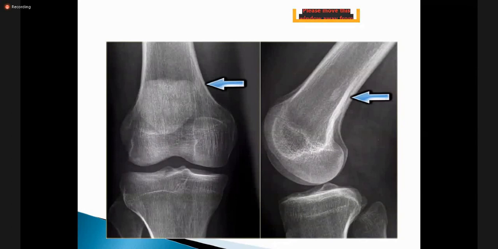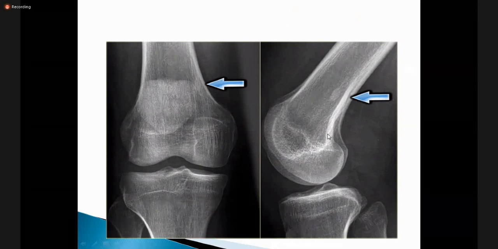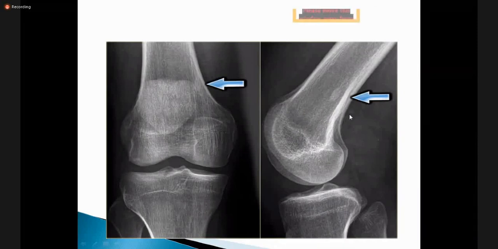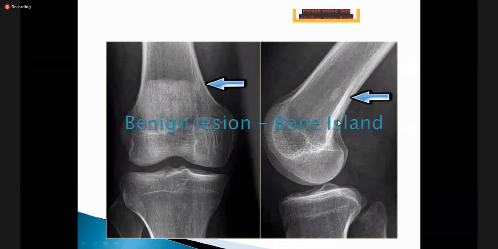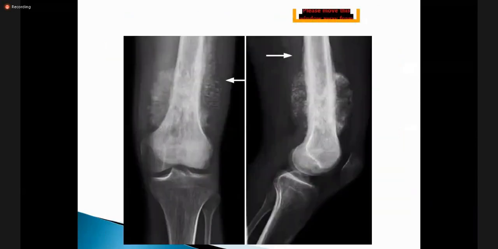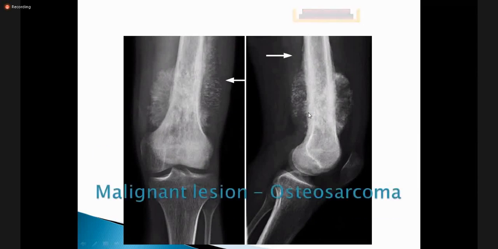So these are certain X-rays. These are X-rays of the knee joint, AP and lateral view. There is a well-defined sclerotic lesion, no periosteal reaction, no cortical destruction, narrow zone of transition, no soft tissue component. It is a benign lesion, likely a bone island. Then this is an aggressive lesion, permeative type of bone destruction with a wide zone of transition. It is causing cortical erosion with a sunburst periosteal reaction, and there is a Codman triangle. So this is an aggressive lesion, osteosarcoma.